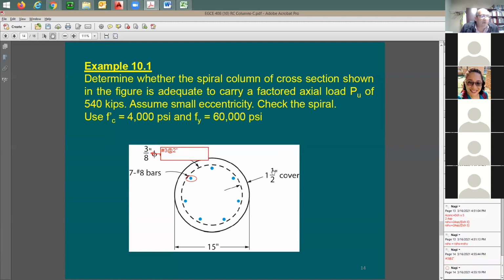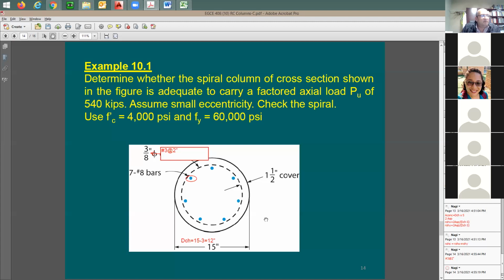Also, they give you here 1.5 inch concrete cover. Concrete cover to what? To the outside of the spiral. Meaning, if I'd like you to figure out Dch, I'm going to say Dch equals, to the outside of the spiral, it's going to be equal to 15 minus 3 inches. This makes sense? Give it to the outside of the spiral. This is going to be Dch.